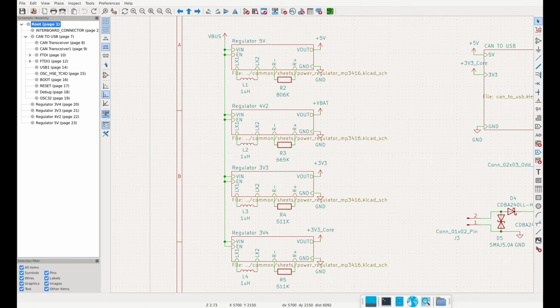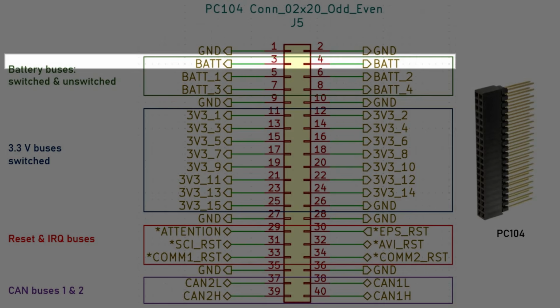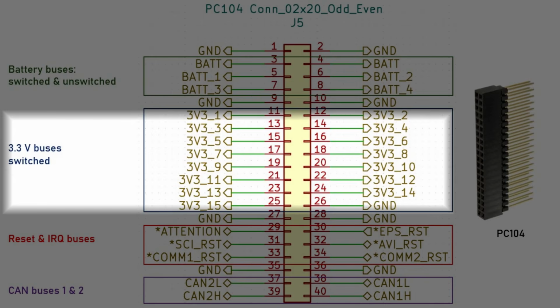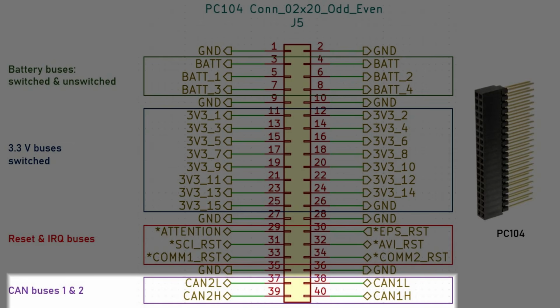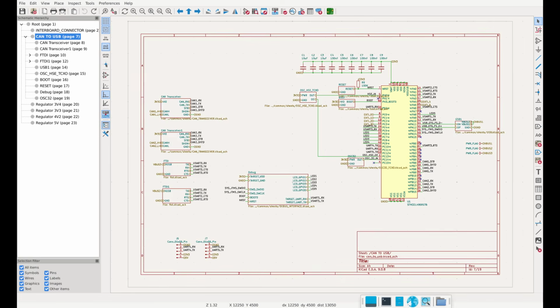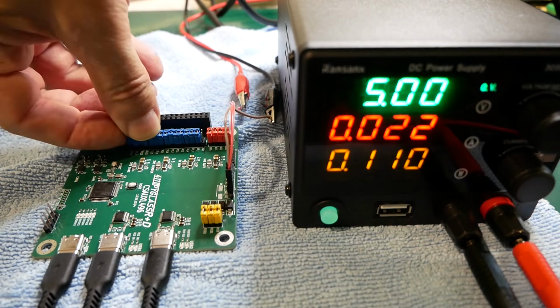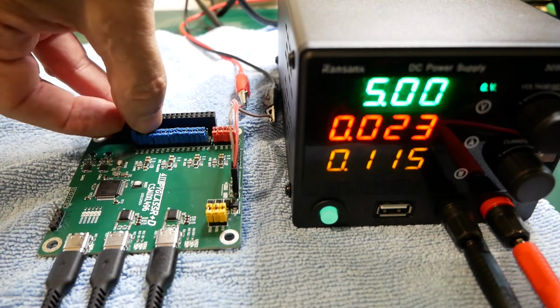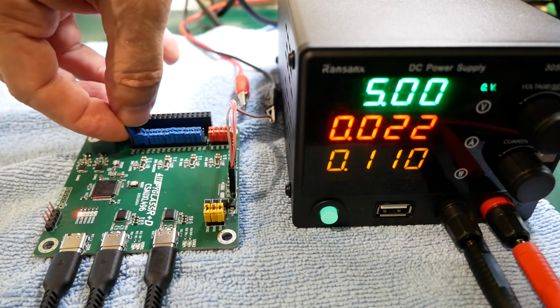It includes a 5 volt regulator for peripherals, a 4.2 volt regulator that mimics battery voltage, and dual 3.3 volt rails. The PC104 bus carries raw battery voltage, switched battery lines, switched 3.3 volt lines, reset and interrupt lines, and signals for CAN 1 and CAN 2. The MCU ties everything together: USB, CAN, UART, debug, and power selection. Instead of flight-grade power switching, the auxiliary board uses simple jumpers. No software required. Perfect for development. This is hardware built for bench freedom, not flight constraints.